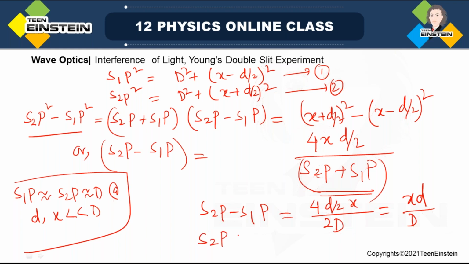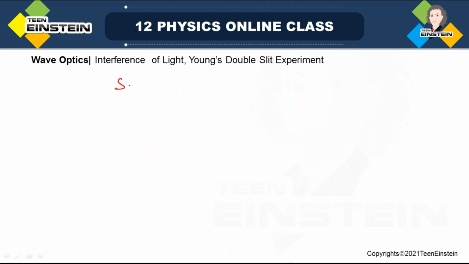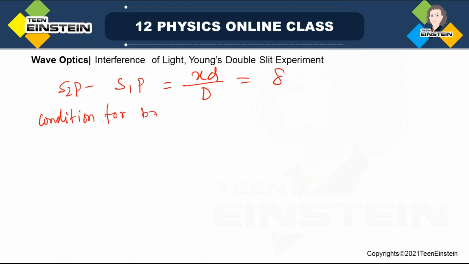So ultimately what we have got, S2P minus S1P, which is the path difference between the two waves, is XD by capital D. I'll write it then: S2P minus S1P is equal to XD by capital D. So this is the path difference, delta, between the two waves. So once you get this delta, now you can compare. You know the condition for bright fringe to occur. Condition for bright fringe.